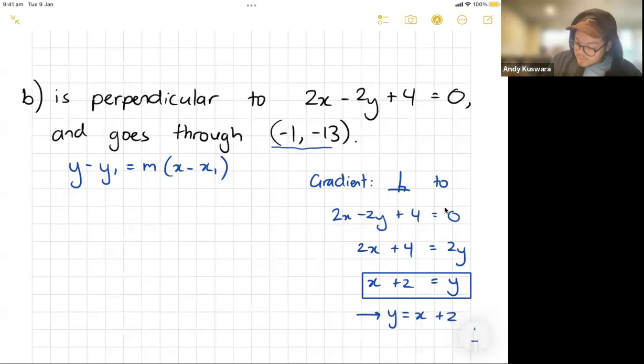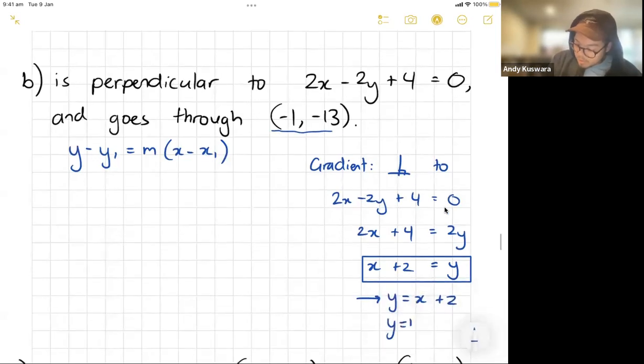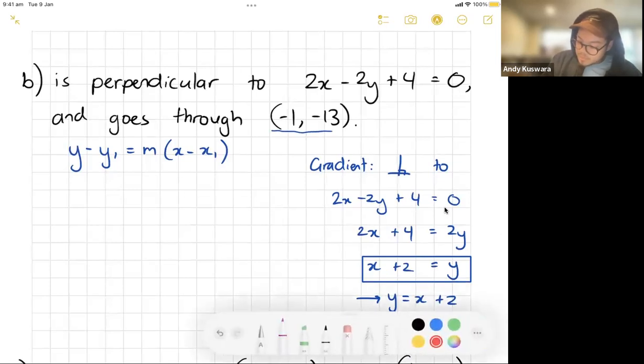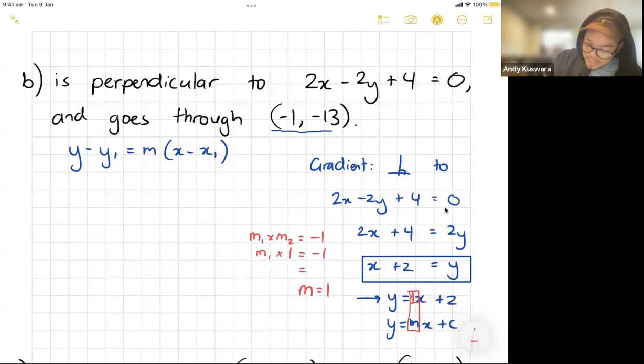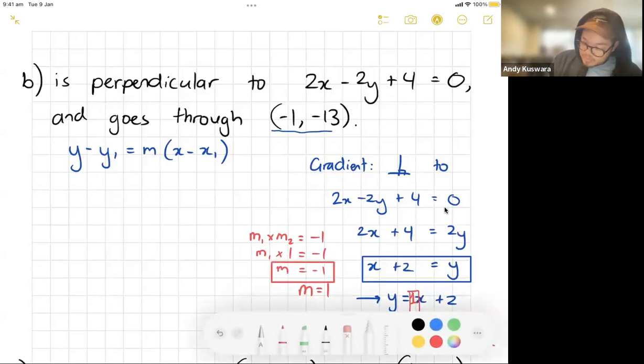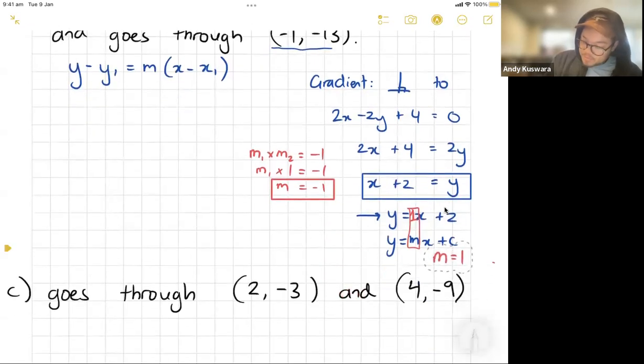And from here, I can see that my gradient, if I'm talking about y equals mx plus c, is actually 1 from this line. Right, just 1. M equals 1. Now that's if it was parallel, but we know that m1 times m2 should be -1. So if one of my gradients is 1, now I just divide both sides by 1, and it just gives me -1. Okay, I'll leave that down there.